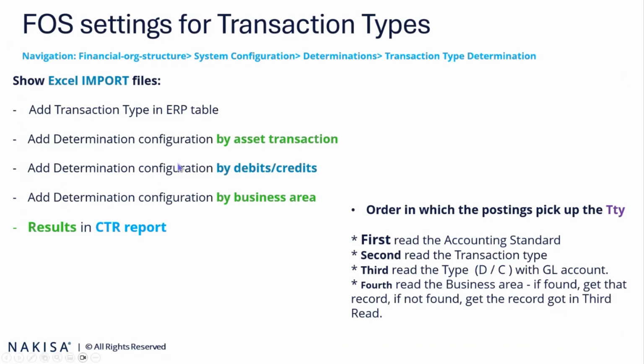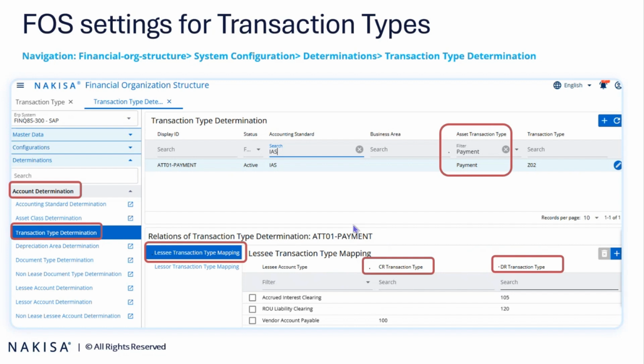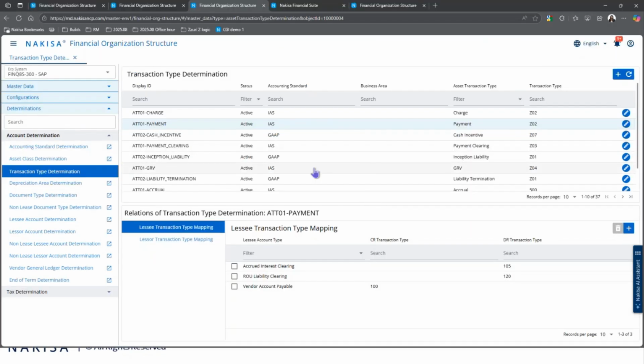So I've already shown you the ERP table, the master data. I can also show you the determination table, which can be configured on the UI. So similar to what I have shown here, it is configured on a one-by-one basis. So I can show you how it can be done, and then I can show you what can be done in terms of doing it in bulk.